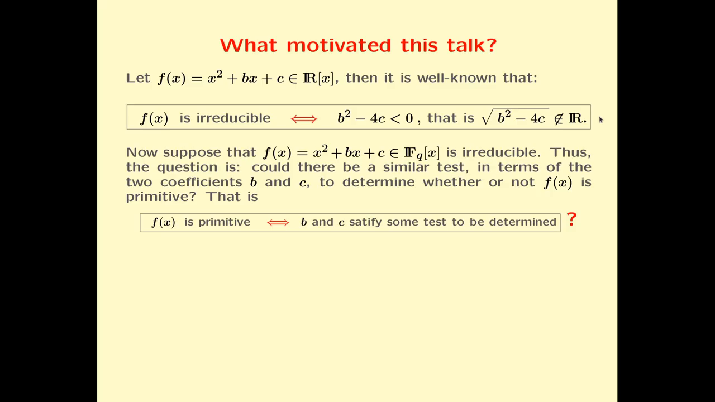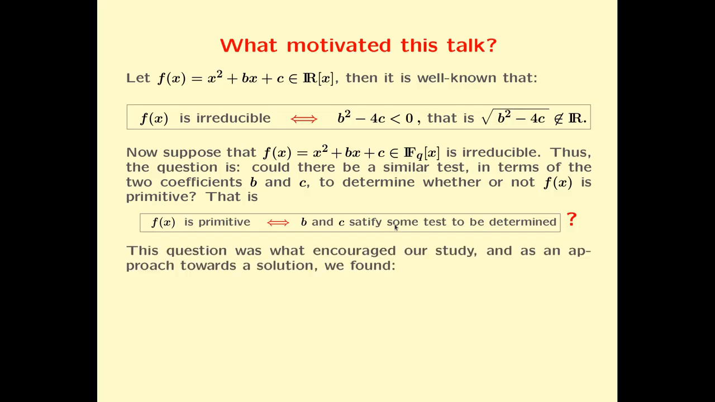Now, suppose that f(x) is an irreducible polynomial over the finite field Fq. Thus, the question is, could there be a similar test in terms of the two coefficients b and c to determine whether or not f(x) is a primitive polynomial? That is, f(x) is a primitive polynomial if and only if the two coefficients b and c satisfy some test to be determined. This question is what encouraged our study and has approached us toward a solution.